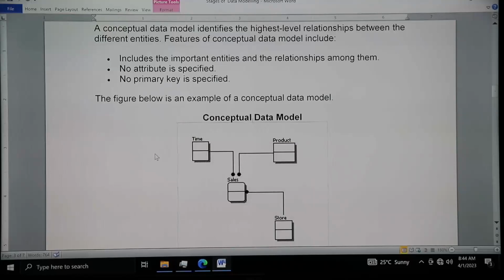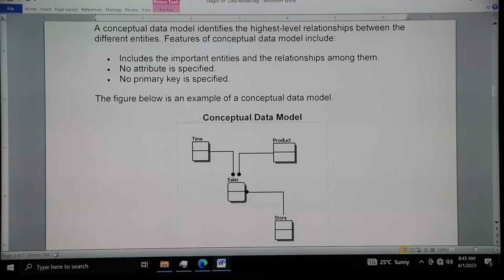So a conceptual data model only represents that shell, that is the skeleton of a data model. It is not detailed. The square shapes here represent the entities, and the lines here represent the relationships between entities. That is, there is a connection between product and sales. There is a connection between time and sales, and there's also a connection between the store and sales.